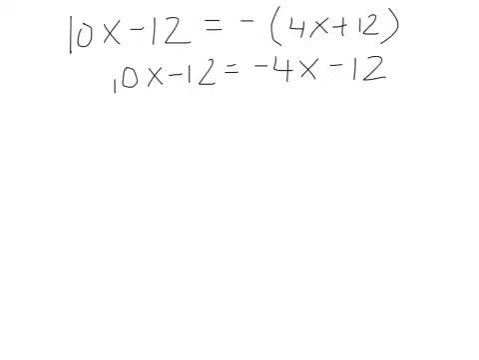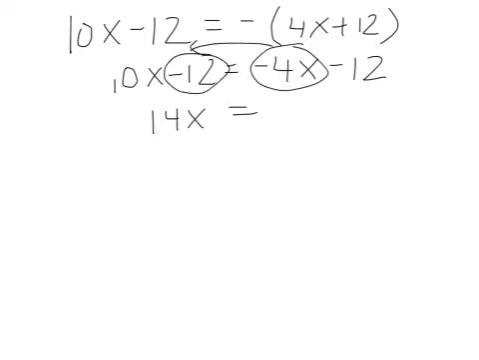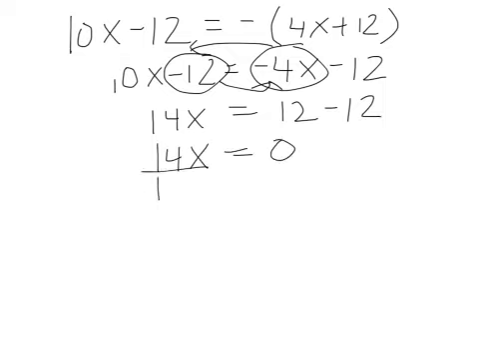Move my like terms together, so I've got 14x over here. When I move my 4x over, it'll be plus. And then when I move my 12 over, it's going to be positive 12 minus 12. So that's going to be 0. And then if I divide both sides by 14, x could be 0.